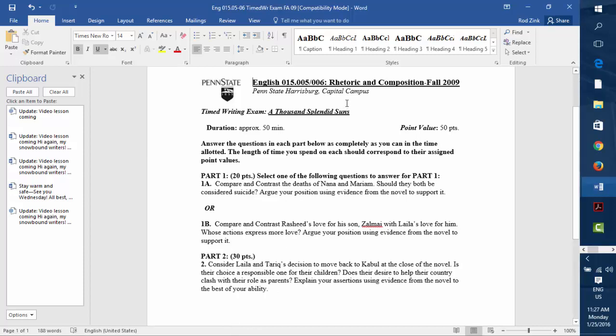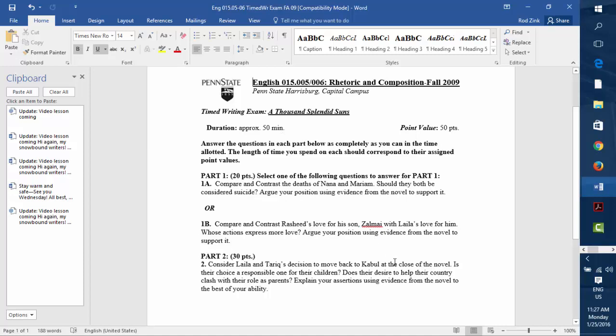And so here, this is what the actual exam looks like in that course, or looked like. Okay. So the students came in, and this looks a little bit different than the practice exam. It's a little bit more complex. Okay. And so the students came in, duration's the same, point value is the same.